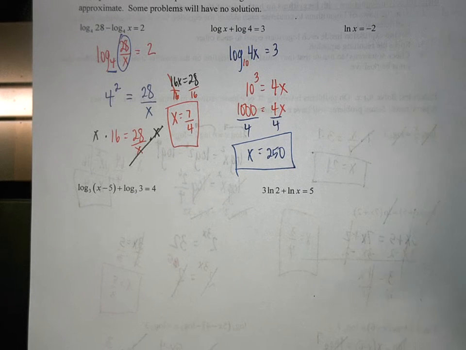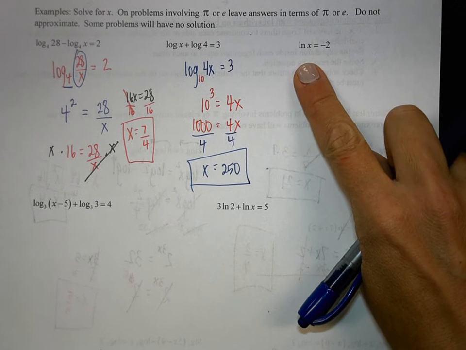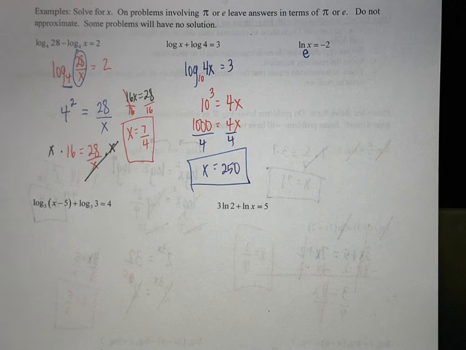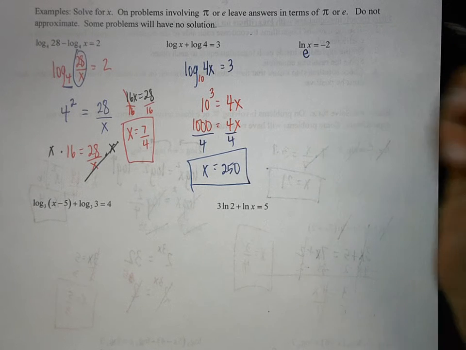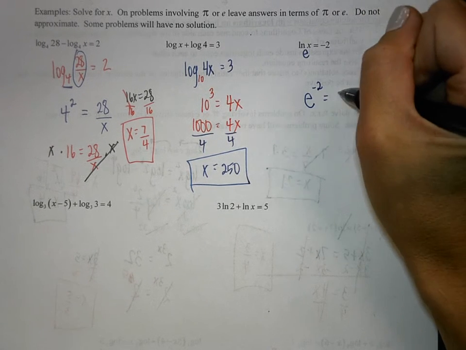Okay. Next example, it already is a single log, specifically a natural log. I talked about this in our previous lesson, but what is the base for natural log? E. Okay, the only base natural log can have is E. This one can't change. Where logs can change, natural log cannot change. And so when I rewrite this in exponential form, how would I write this? You would have E to the negative 2 equals X.